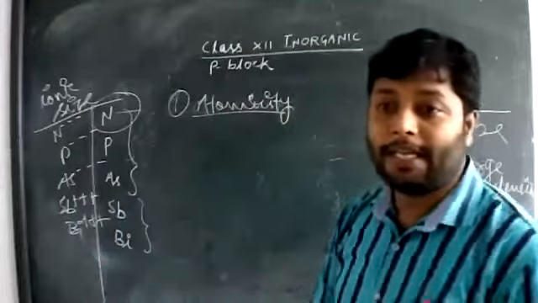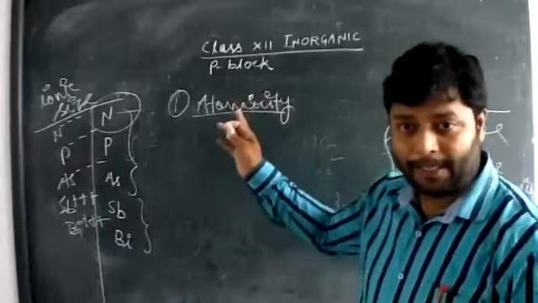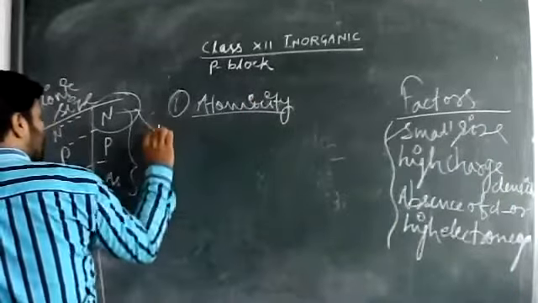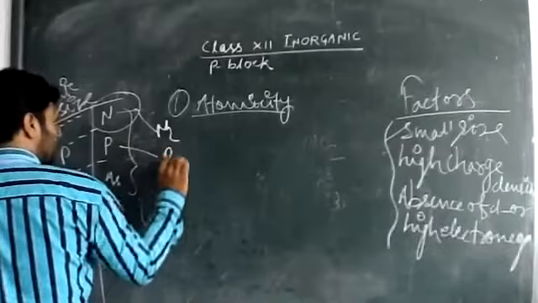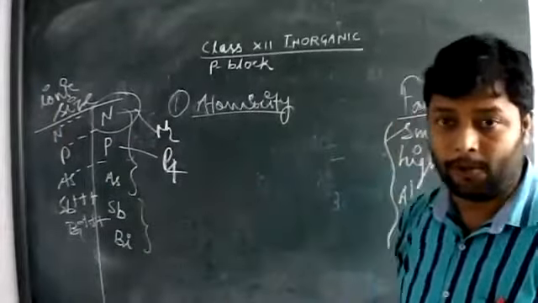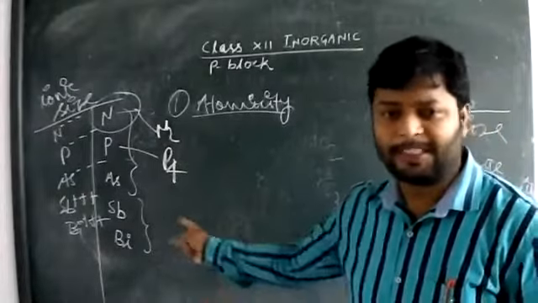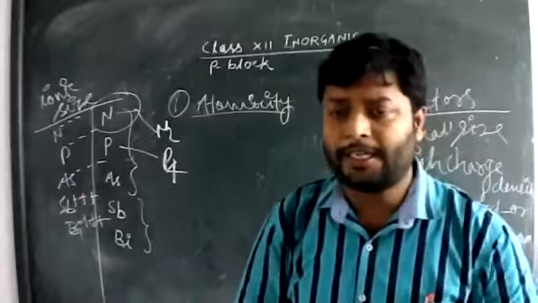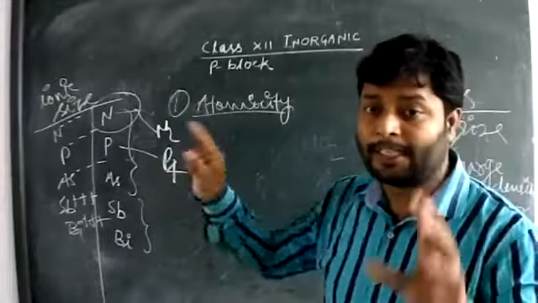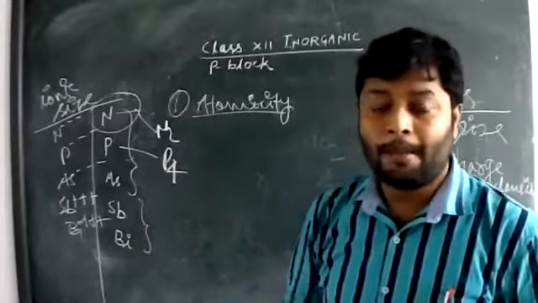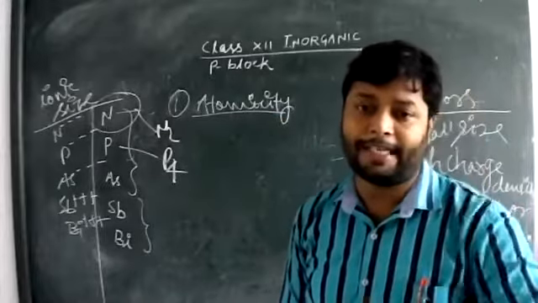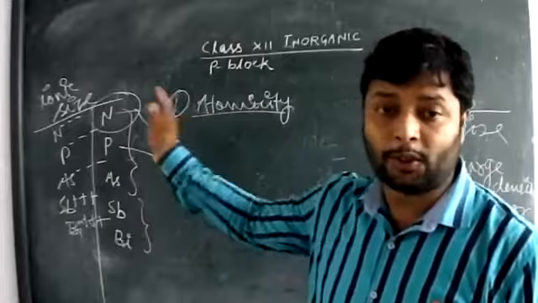Atomicity. Actually, nitrogen is diatomic, like N2. But phosphorus is tetraatomic. Phosphorus is a tetraatomic molecule. The other members are also, but bismuth has a metallic structure, a metallic lattice. Phosphorus, arsenic and antimony, these three elements don't form diatomic molecules, but nitrogen is diatomic. We have to discuss why nitrogen is diatomic, why the atomicity of nitrogen is 2.